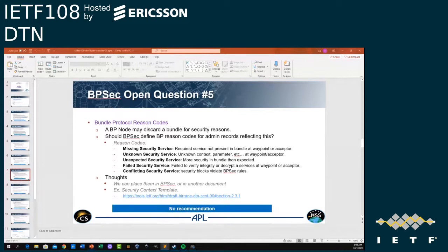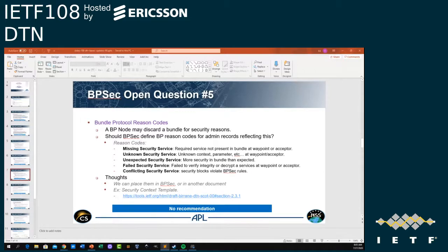Just another reason code you might want is "security service prohibited by local policy." Good point. So, Rick, speaking personally, I agree with Scott that if there are a set of generic security-related reason codes that apply no matter what the security context, then I think they should be defined in BPSec. So that might be generic security failures, such as you have here, i.e. missing security service, one is required but is not there, etc.